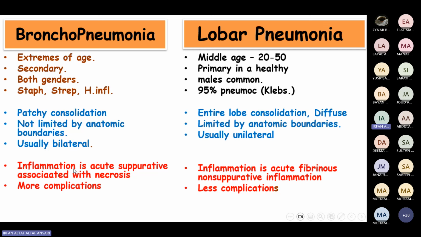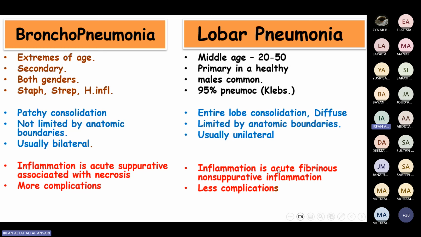Here what you see is inflammation which is suppurative, associated with necrosis. So there is suppuration, a lot of pus, neutrophils, and necrosis. There is more complication in bronchopneumonia because it is seen at the extremes of age, secondary to other diseases. And it is bilateral, so there are more complications.